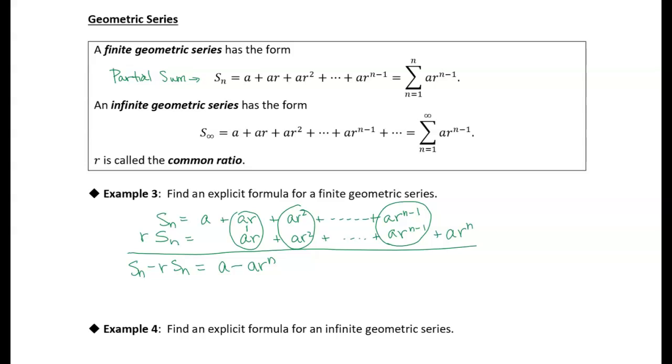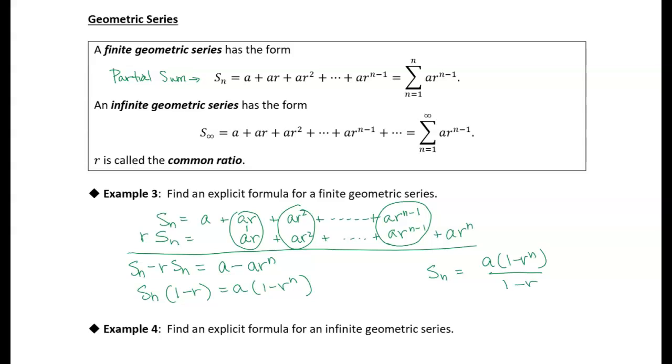All right, so then I'm going to factor out Sn, because I'm going to solve for that. So I get Sn times 1 minus r is equal to, now I can also factor out an a. So I get a times 1 minus r to the n. And now I can just divide both sides by 1 minus r. So what I end up with is s sub n is equal to a times 1 minus r to the n all over 1 minus r.